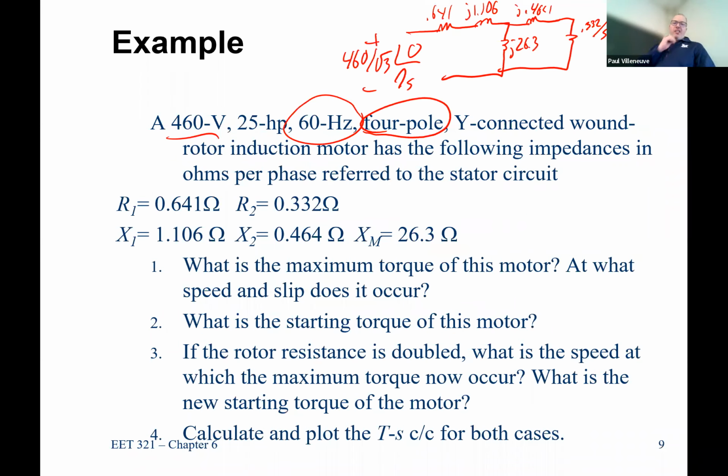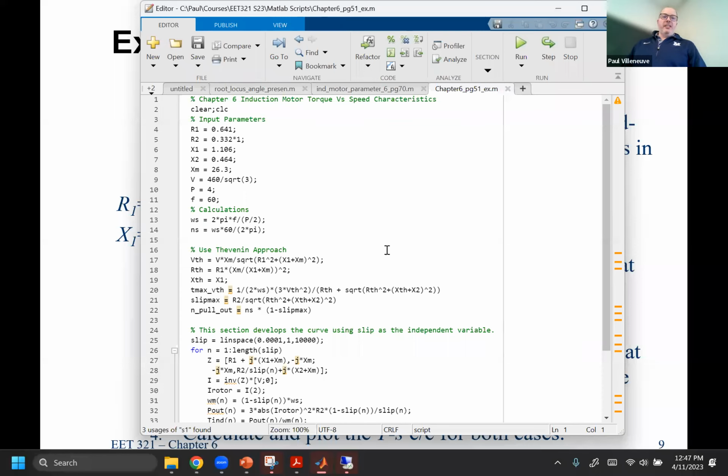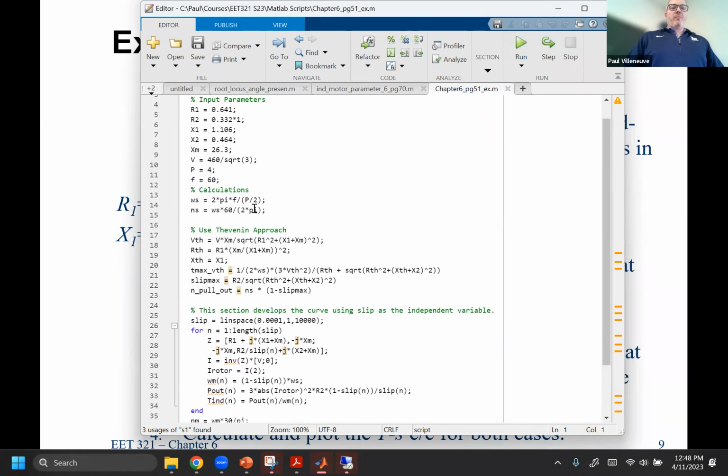So 460 volt, 60 hertz, 4-pole, R1 0.641, 0.332, et cetera. Does that look like this over here? 460, 4-pole machine, 0.641, 0.332, 1.106, 4.464, 26.3. So those look like the same parameters. Exactly the same. So now we're going to go ahead and enter our input parameters.